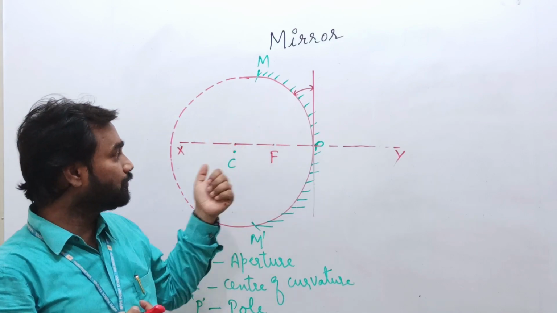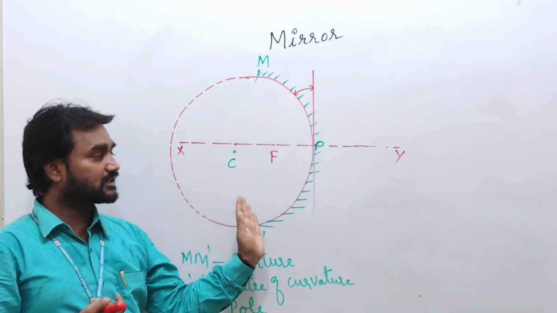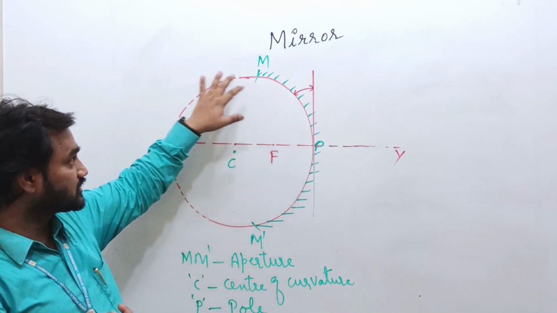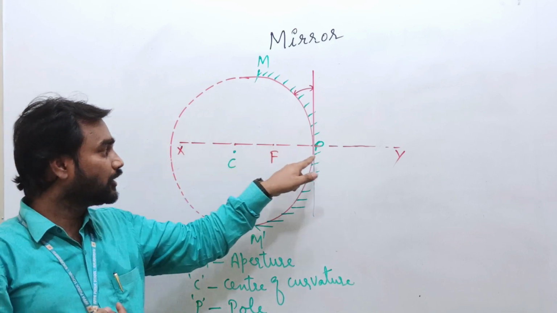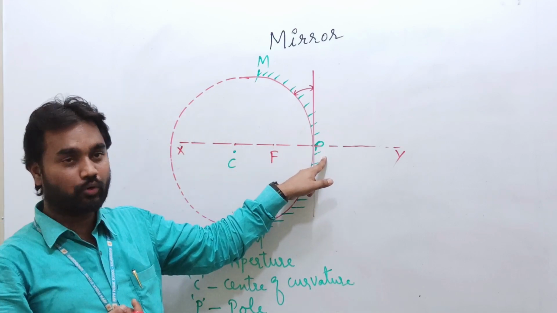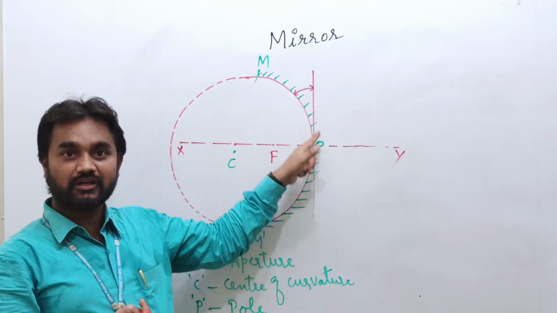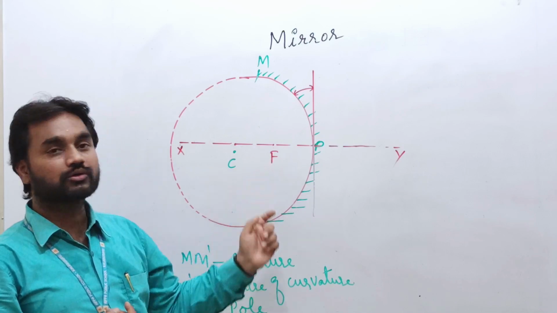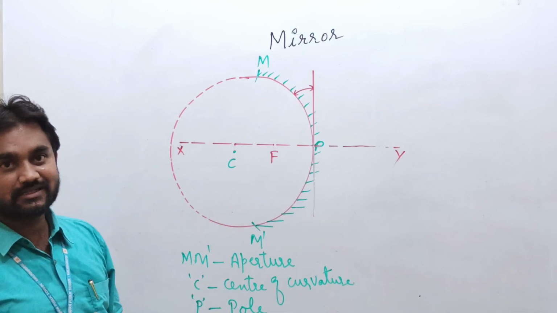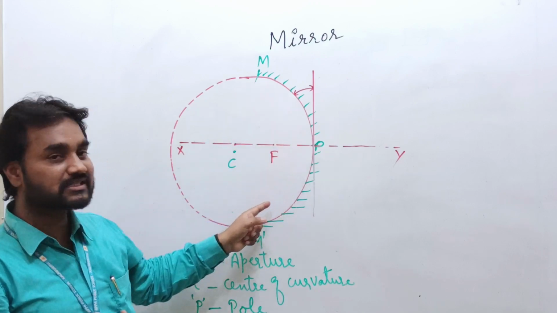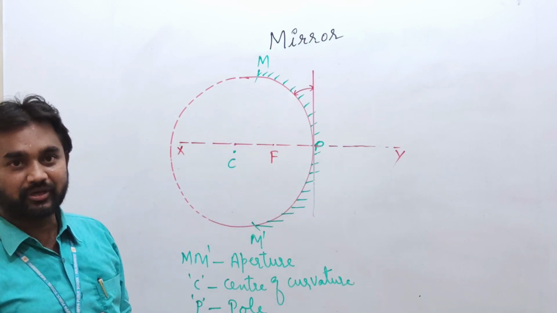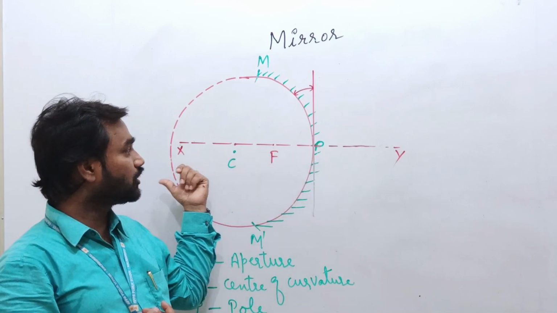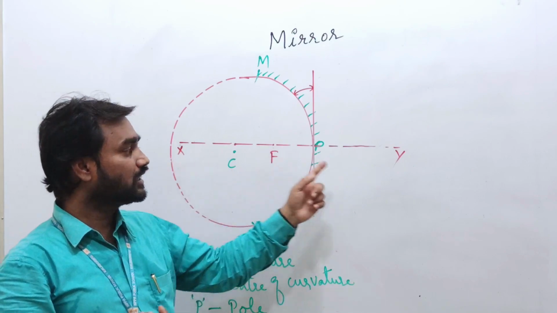I hope whatever has been explained here is clear. To wind it up, once again: this is a spherical mirror. C is the center of curvature, P is the center of the reflecting surface, which we call the pole, and CP is the radius of the sphere, so we call it the radius of curvature. F is the midpoint of CP, that is the principal focus. Since the reflecting surface is curved inwards, this is a concave mirror, and the line passing through the center of curvature and the pole of the mirror we call the principal axis, that is XY.